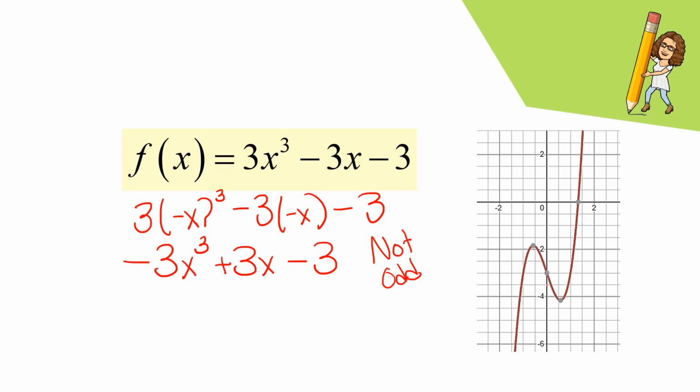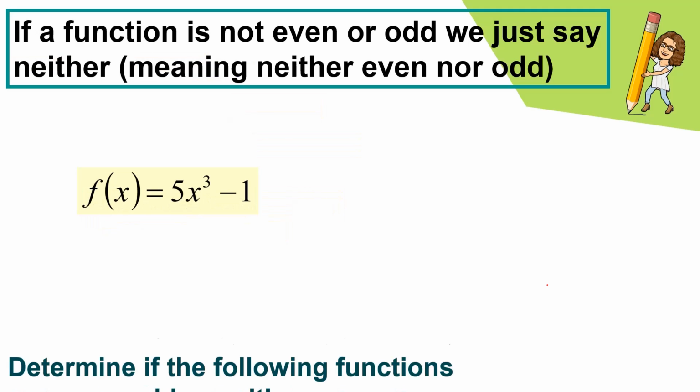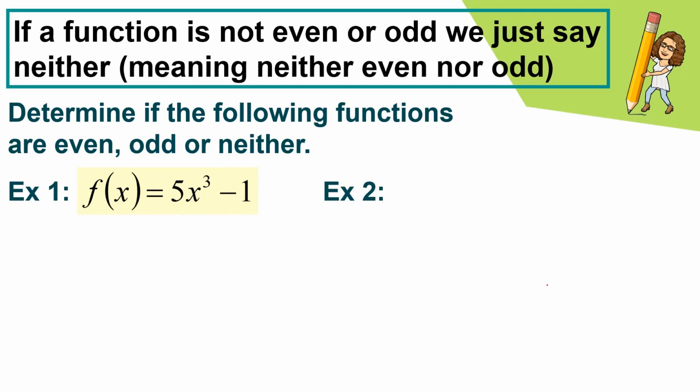So now what happens if that, do you just not get to say even or odd? Is there a different word for it? If a function is not even or odd, we just say it's neither, meaning it's neither even or odd. Okay? So let's determine if the following functions are even, odd, or neither.